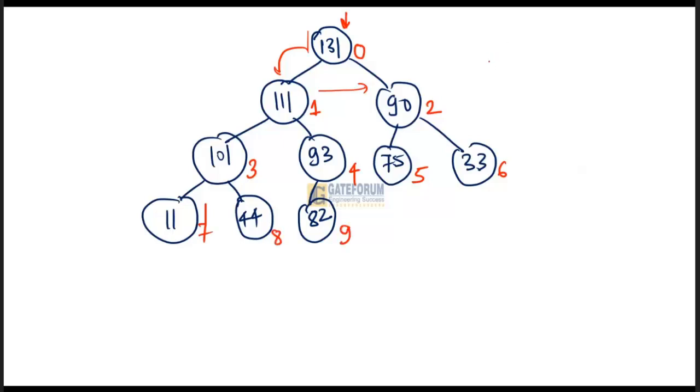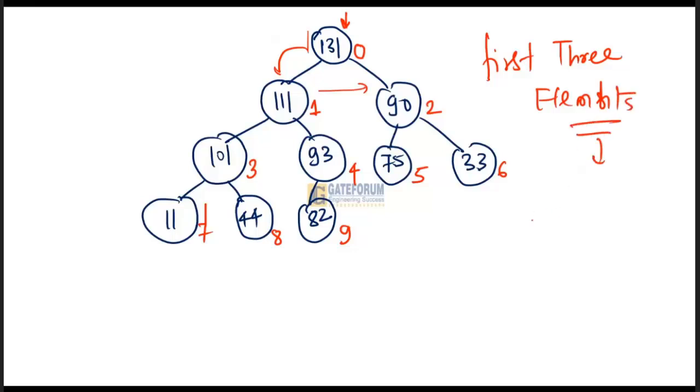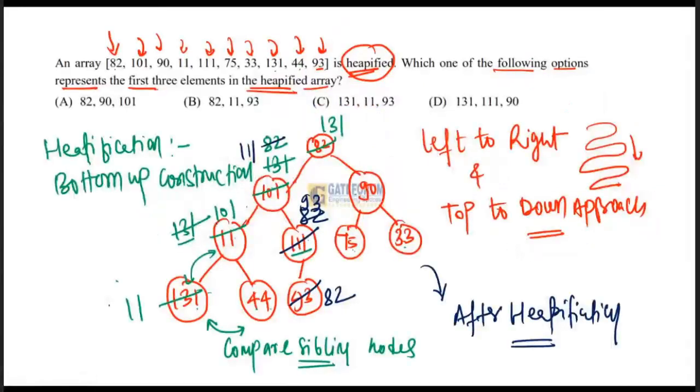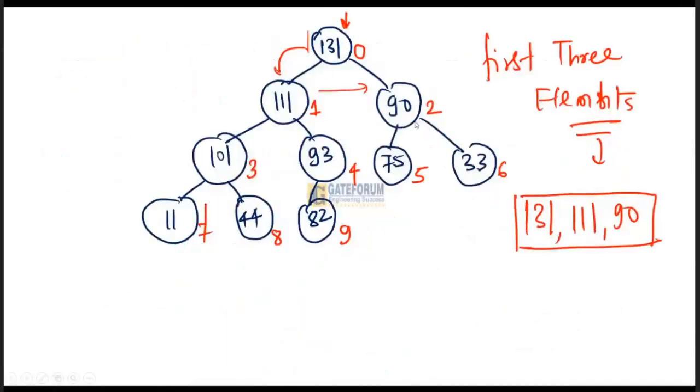So if you can see, I require the first three elements from this heapified array, and those are 131, 111, 90, as you can clearly see in this particular heapified tree, right? So if you check the options, option D, that is 131, 111 and 90, is the correct answer. Option D is the correct answer. I hope it is clearly understandable by everyone.